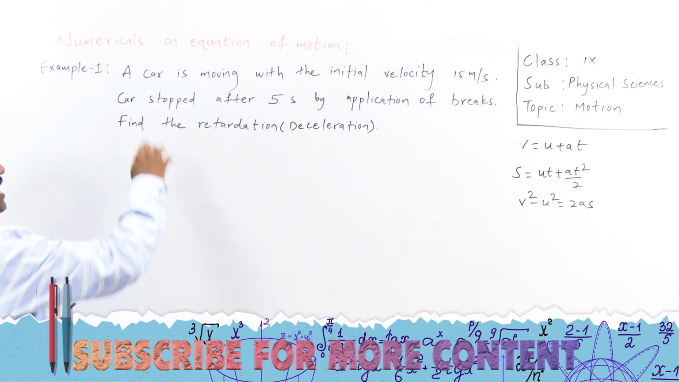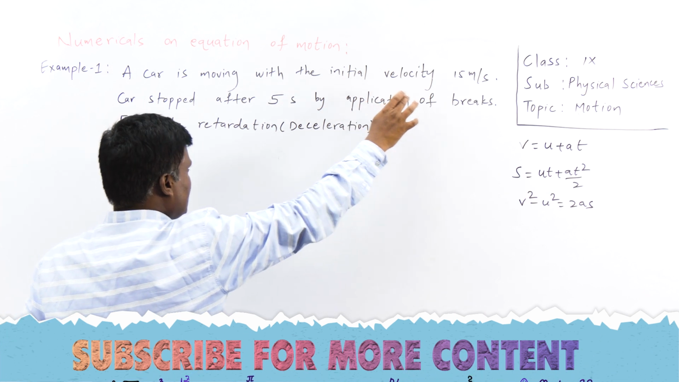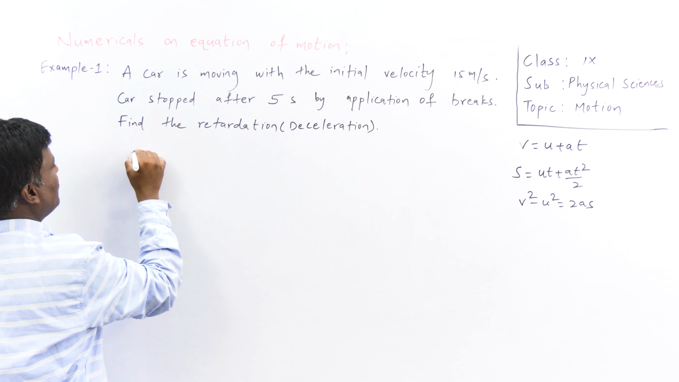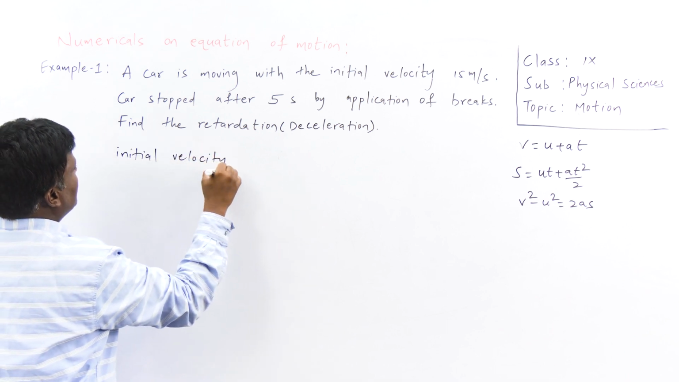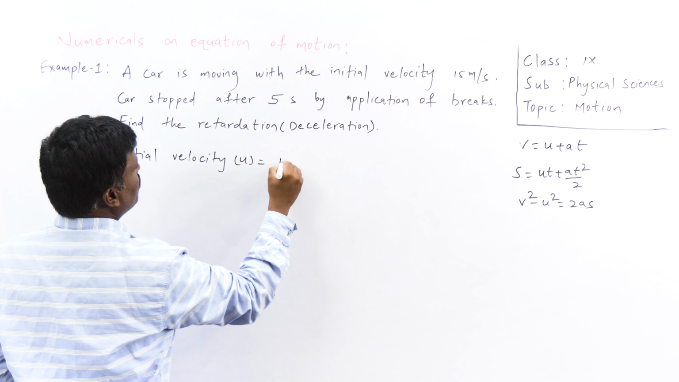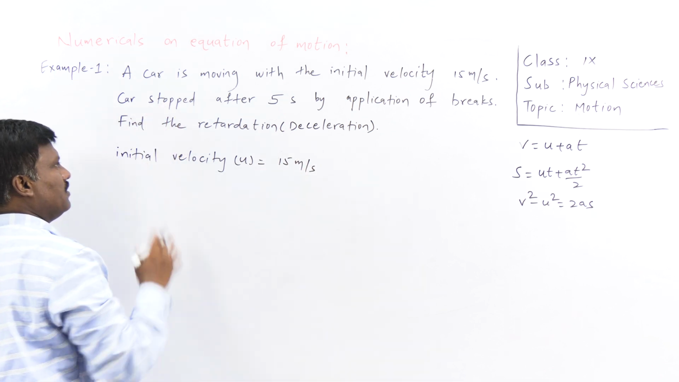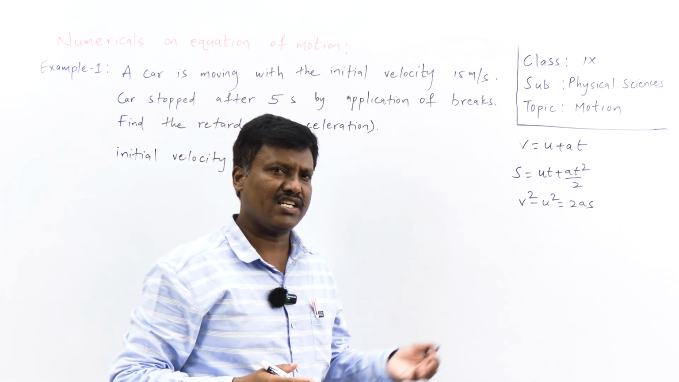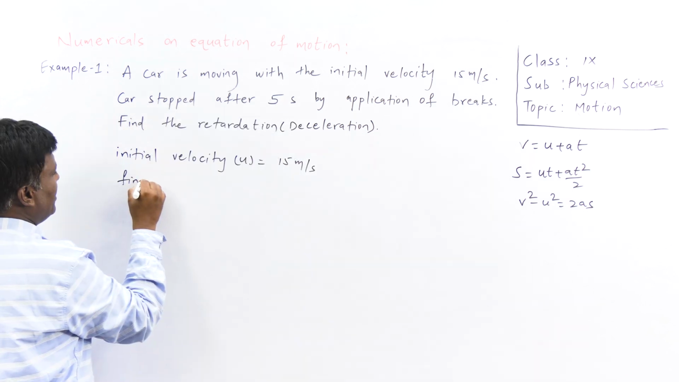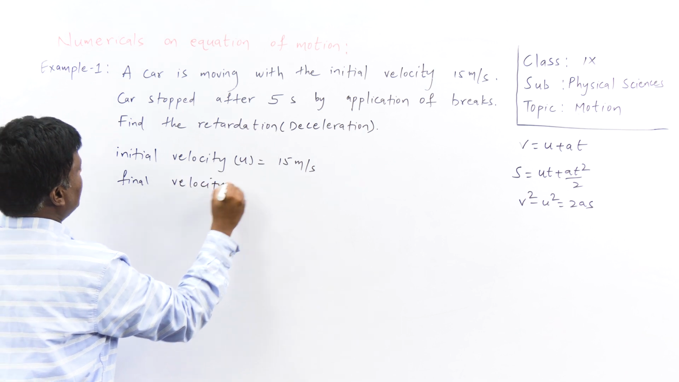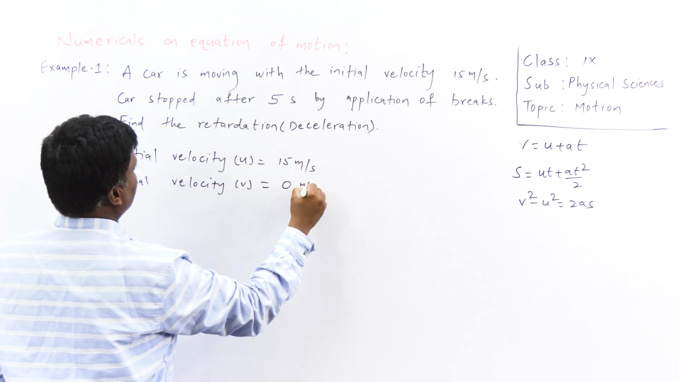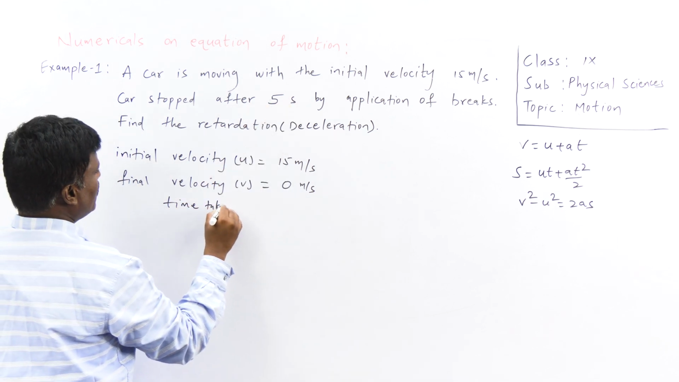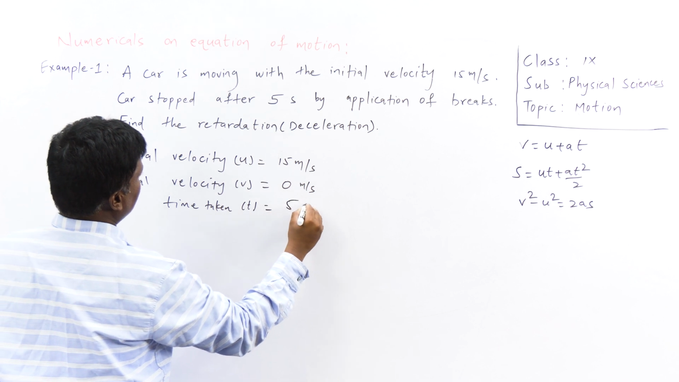So the problem is, a car is moving with the initial velocity 15 meter per second. What is given? Initial velocity is given. So what is the initial velocity of the car? Initial velocity U is equal to 15 meter per second. The car is stopped due to the application of brakes. When the car stopped, what will be the final velocity after some time? 0. So the final velocity of the car is 0 because brakes are applied. After 5 seconds the brakes are applied. What is the time taken to come to rest? So time taken to come to rest is equal to 5 seconds.